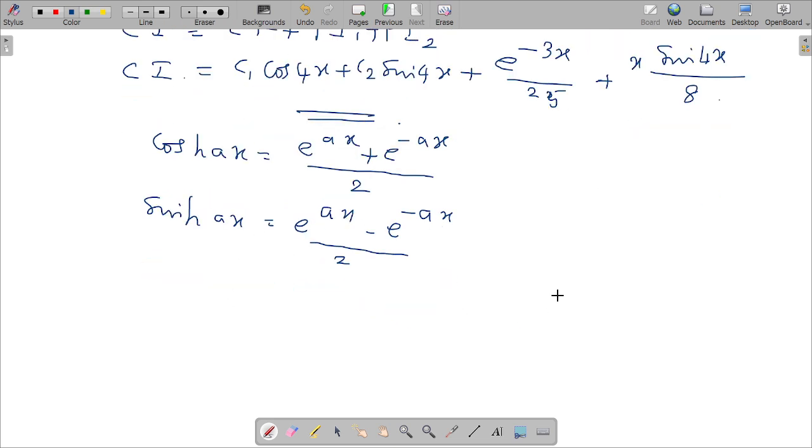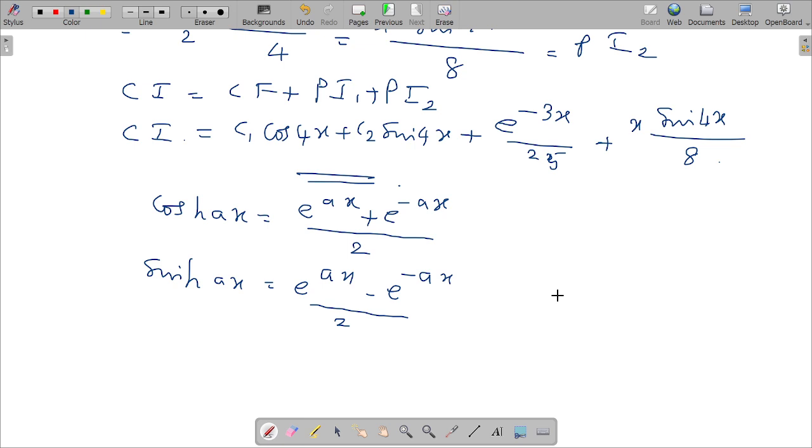And then based on trigonometry, yesterday I gave one problem where the right hand side is cos square x. At that time you have to use the double angle formula. Sometimes cos cube x also will be given. You have to know the triple angle formula. So you should know all the trigonometric formulas to solve the differential equation problems.